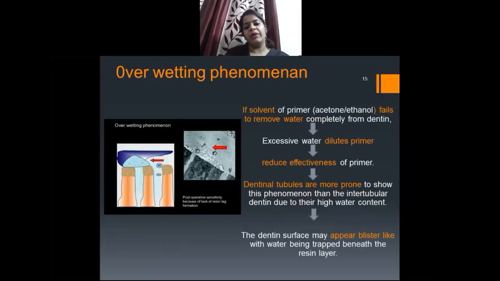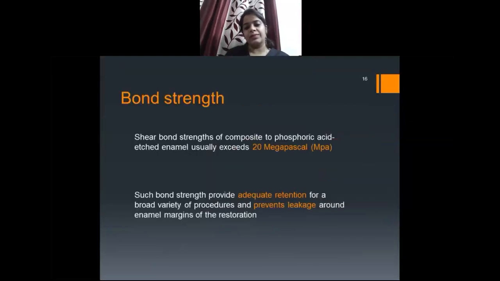What happens in overwetting phenomena? If the solvent of the primer fails to remove the water completely from the dentin, excessive water dilutes the primer and reduces the effectiveness of the primer. Dentinal tubules are more prone to show the phenomena than the intertubular dentin due to their high volume water content. The dentin surface may appear blister like, with water being trapped beneath the resin layer.